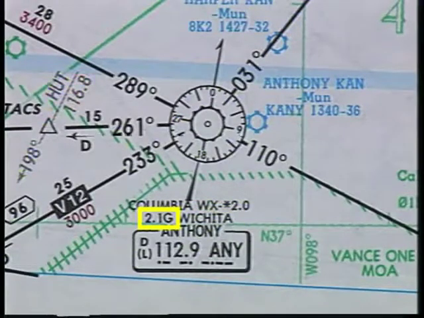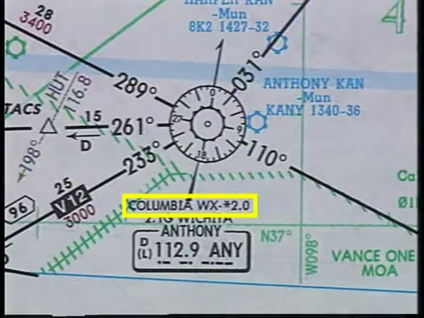A G next to the frequency indicates the flight service station guards or receives on that frequency. They transmit through the Anthony Vortac frequency of 112.9. En route Flight Advisory Service is identified by the WX abbreviation. You can contact Columbia Flight Watch on the designated frequency of 122.0.